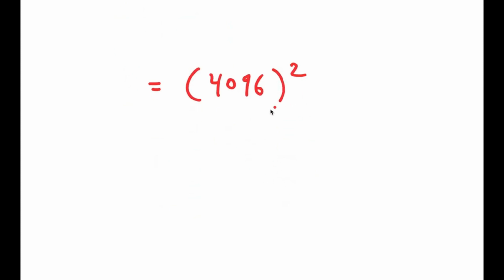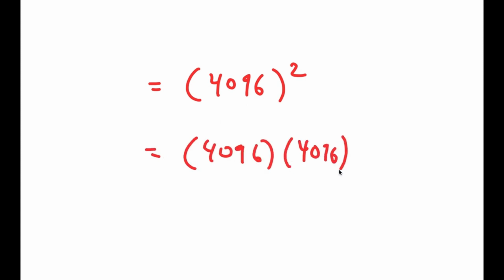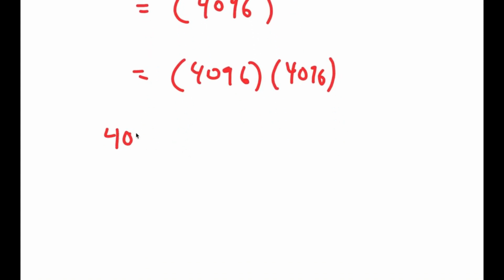Now, what most people would do, well, first of all, 4096 squared is the same thing as 4096 times 4096. And from here, what most people would do is they would just multiply this like this. So they do 4096 times 4096 and use the conventional method to multiplying it. However, this method takes way too long, and it's really easy to make an error using this method.